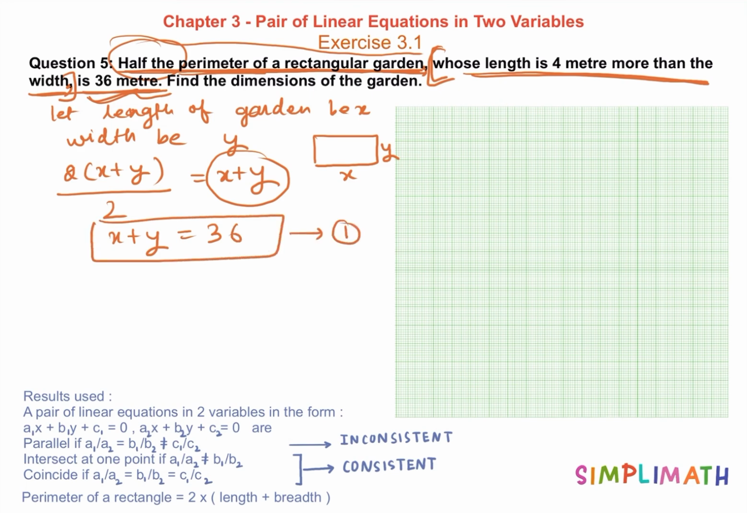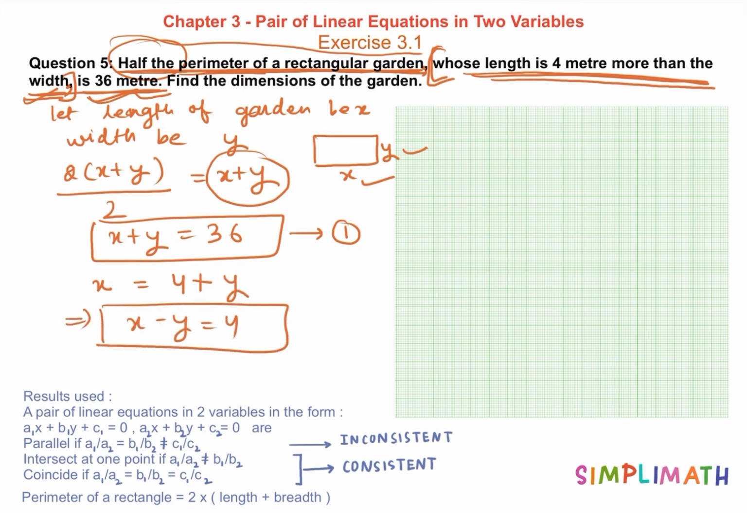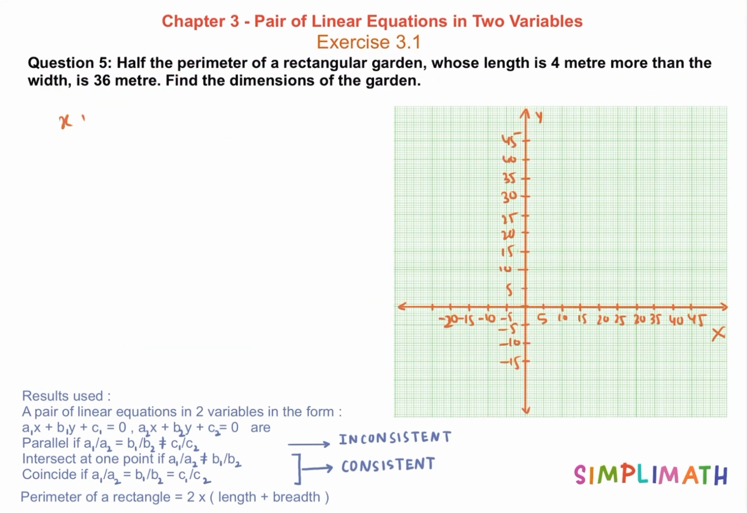And the other part of the problem is length is 4 meter more than width. So what is the length? x. x is 4 meter more than what? Width. Width is y. So we can say that x minus y equals 4. This is our equation number 2. Now we have these two equations. This is equation number 1 and this is equation number 2.